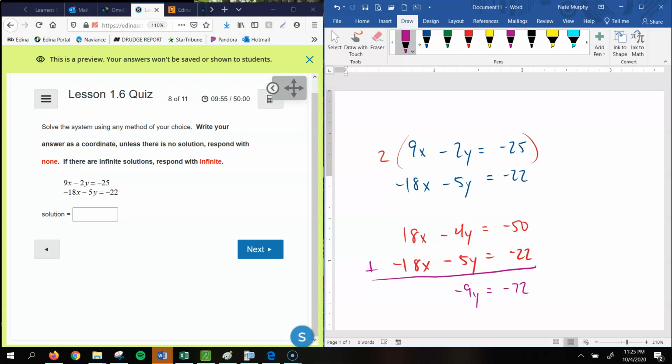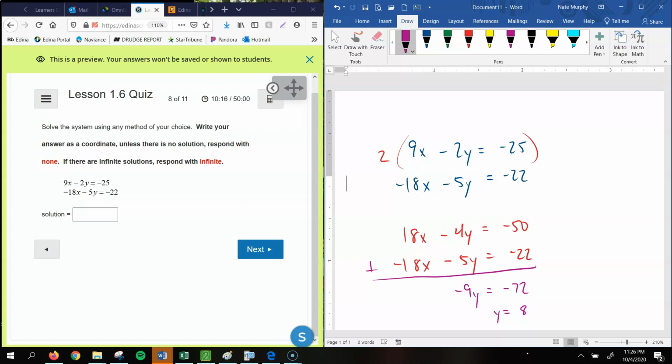So if I divide both sides by negative 9, I get y equals a positive 8, because negative 72 divided by negative 9 would be positive 8. So that's my y solution, the y part of my solution. Now I've got to figure out what's the x part of my solution. So to find that out, I'm going to put y into either one of these equations. It doesn't matter which one.